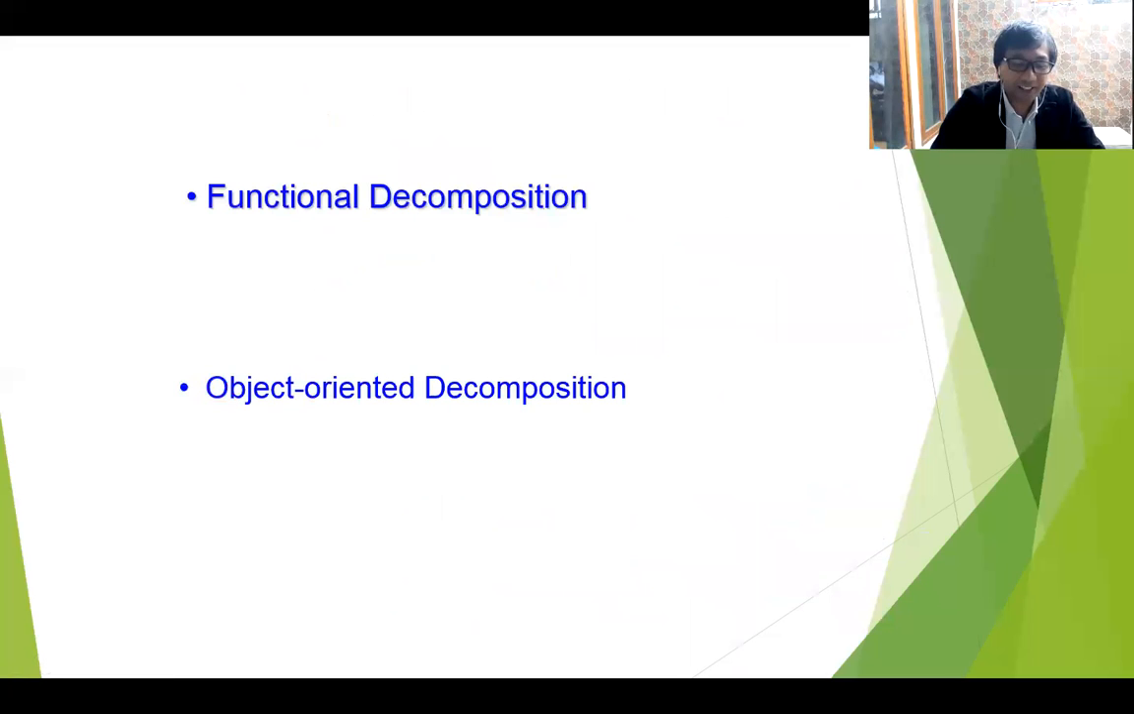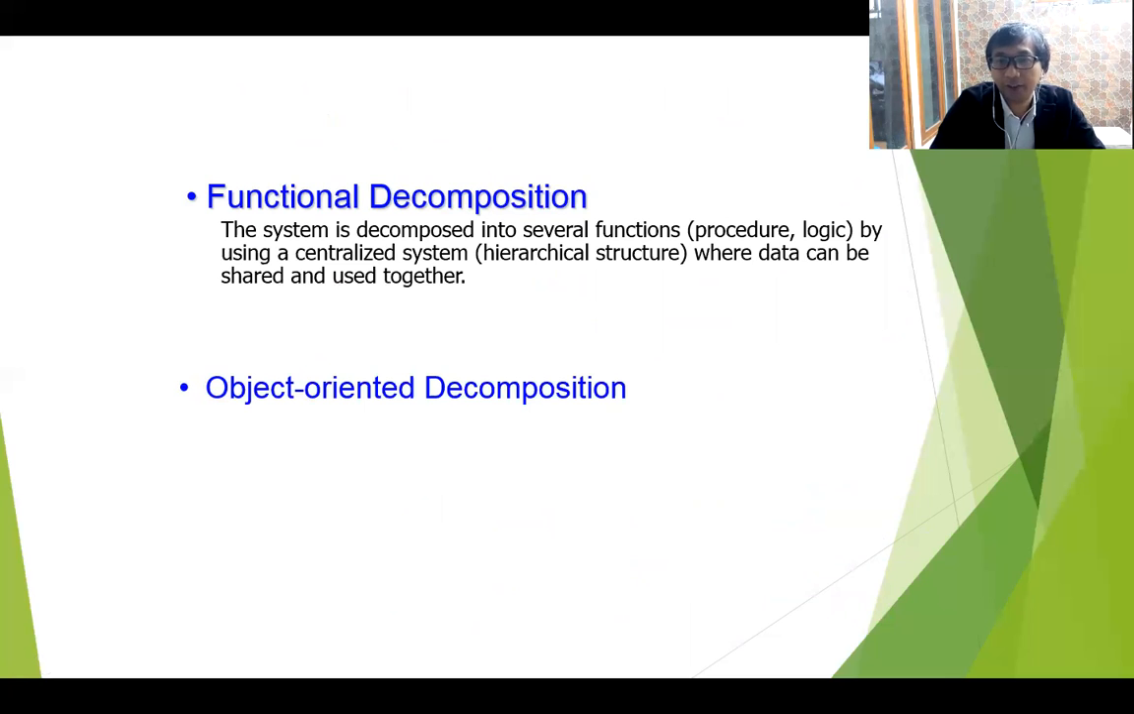Okay, so for the functional decomposition, usually the system will decompose into several functions, like I already mentioned. And the data can be shared by and used together along the system. It means that you have one data, then the data will be shared into another function. So if you change this data structure, let's say, then all the functions will have to change how they access the data also.